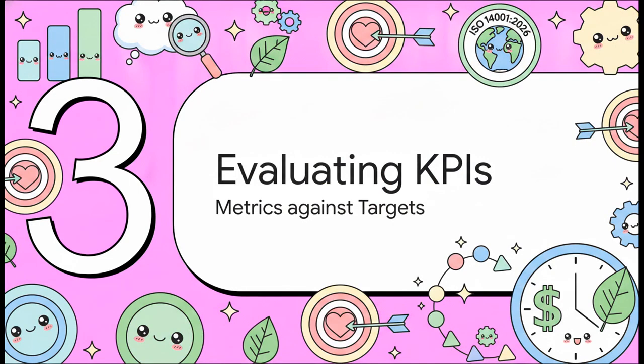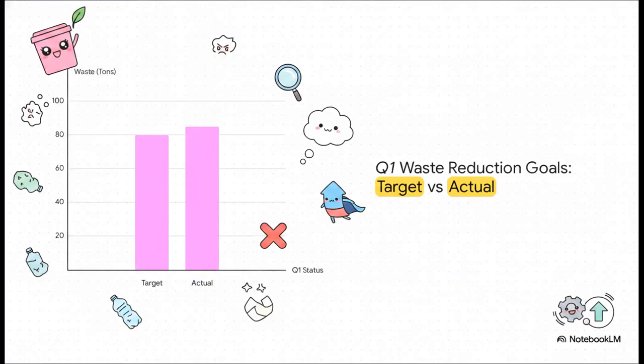Okay, up next, Section 3, evaluating KPIs and objectives. So collecting data and spotting trends is great, but the standard demands we evaluate it against specific environmental objectives to make it truly speak to top management. Let's say you have a Q1 target of 80 tons for waste reduction, but your actual waste hits 85 tons. By visually assessing this KPI, management instantly sees that the organization is deviating from its targets. Boom. It triggers an immediate investigation into the root cause. This is exactly how data actively drives management decisions.